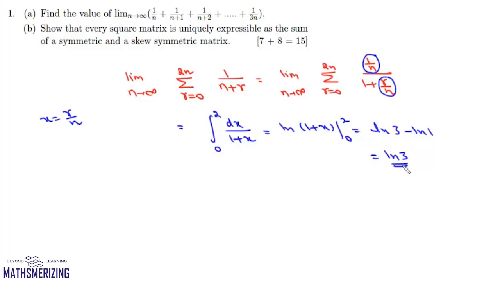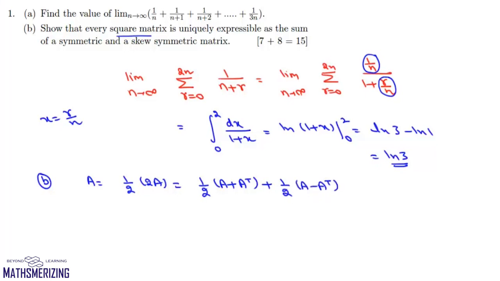Now for the second part, it says, show that every square matrix is uniquely expressible as a sum of a symmetric and a skew symmetric matrix. Now we know that we can write any matrix A as 1 by 2 into 2A, and we can write this as 1 by 2 (A plus A transpose) plus 1 by 2 into (A minus A transpose). So we have expressed this matrix as sum of these two square matrices.